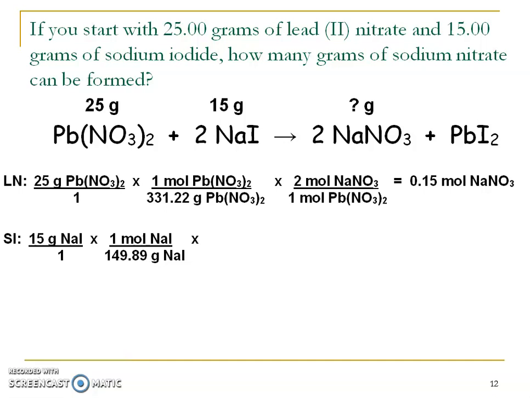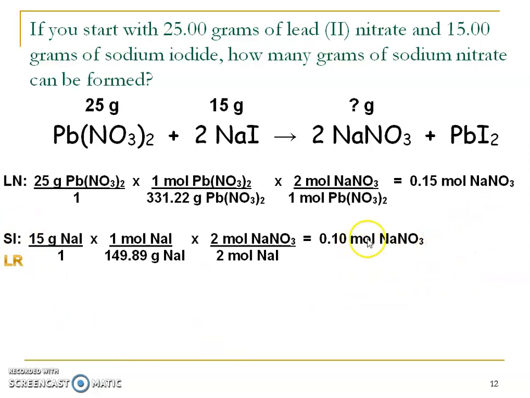And then again, we're going to go from our sodium iodide to sodium nitrate. So again, in this case, it's going to be a 2:2 ratio. All right, pause the video and can you come up with the amount of moles? Hopefully you came up with that. All right, now we're going to do our comparison, 0.15 versus 0.10. Well, 0.10 is less, so our sodium iodide is our limiting reactant, and now we can finish the problem.